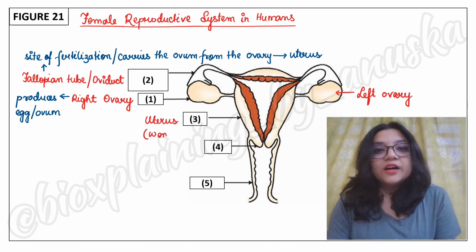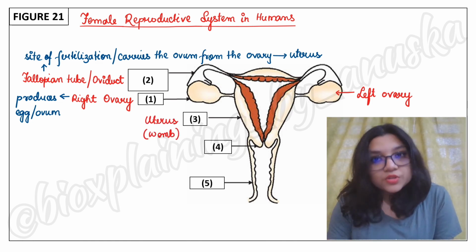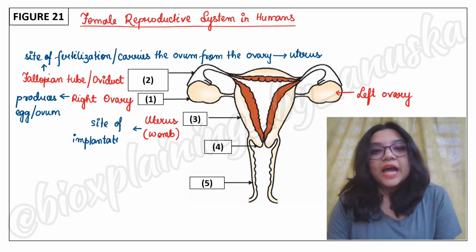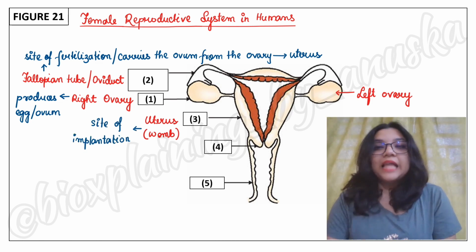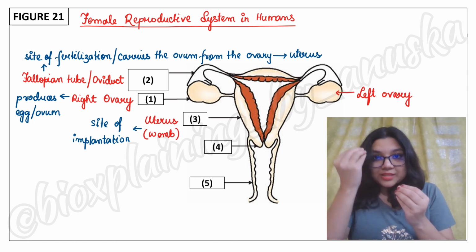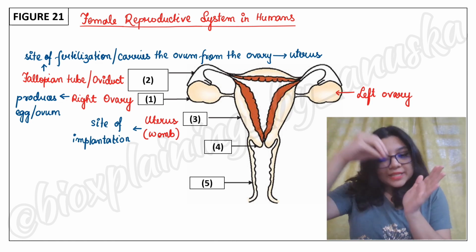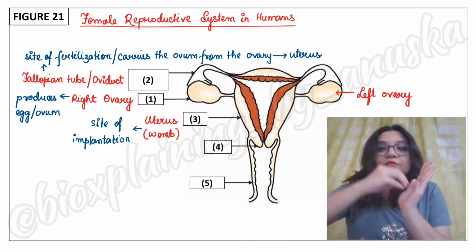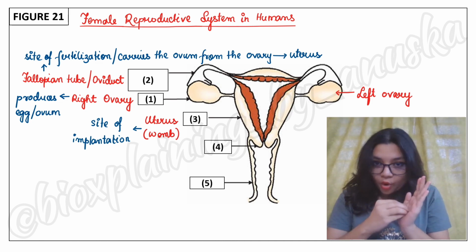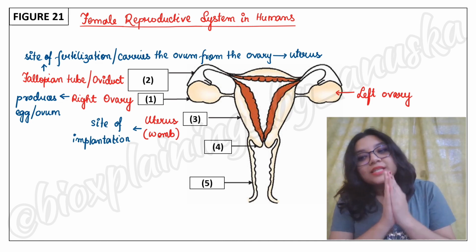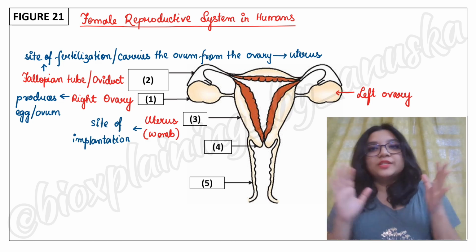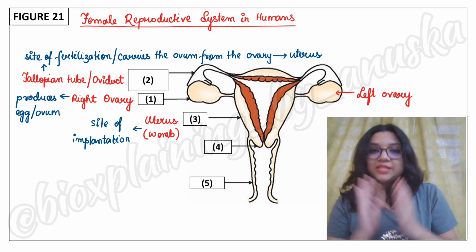Next is the uterus, which is also known as the womb. So the uterus is the site of implantation. That is, the embryo in the stage of the blastocyst will get implanted, will get stuck, will sit on the uterine wall, and it will be present inside the uterus for the entire gestation period, for the entire pregnancy period.